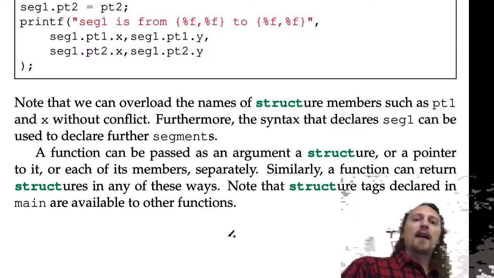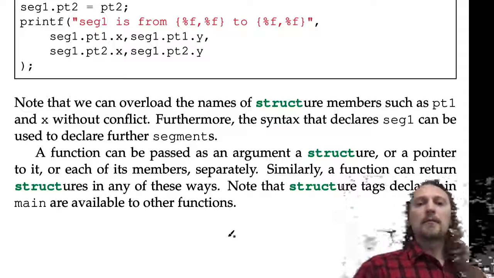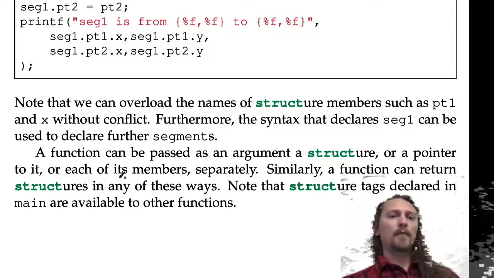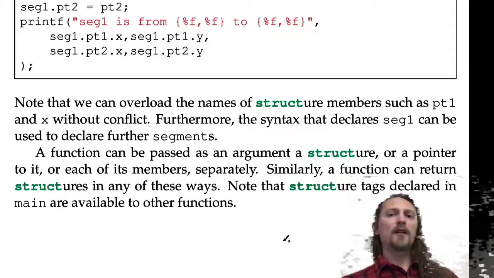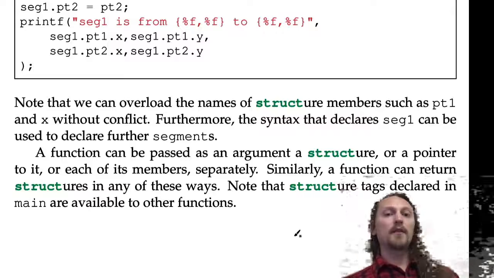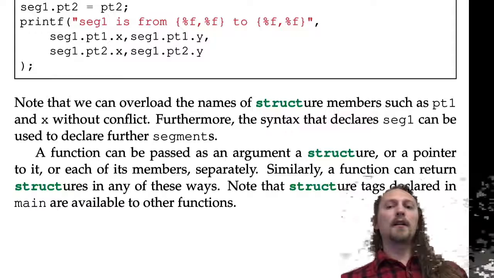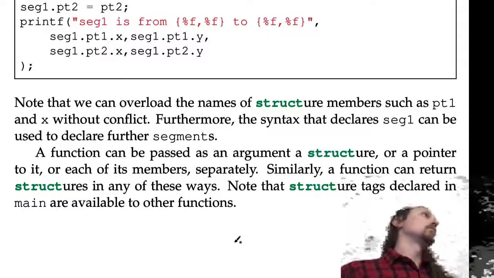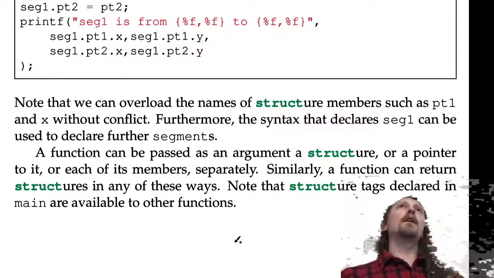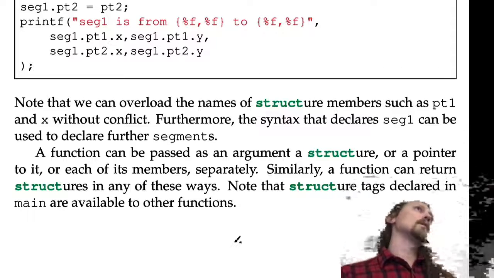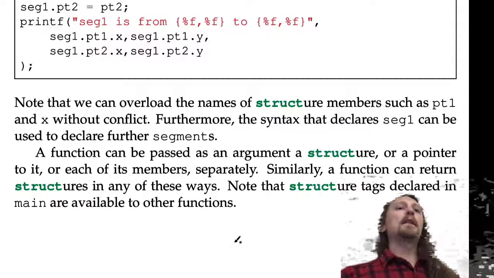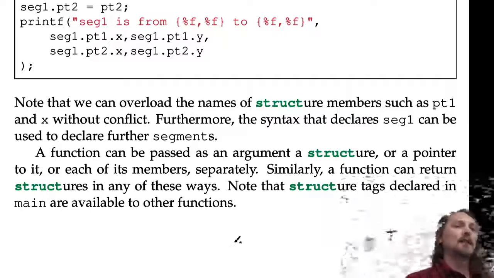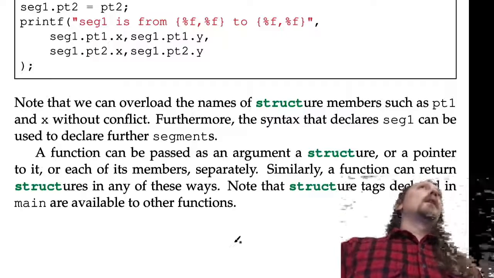A function can be passed as an argument a structure, or a pointer to it, or each of its members separately. Similarly, a function can return structures in any of these ways. Note that structure tags declared in main are available to other functions. So that's important to know. The structures themselves are global in that way. We're going to see structures in the lab exercise, so I don't want them to freak you guys out too much. Okay, any questions on structures?